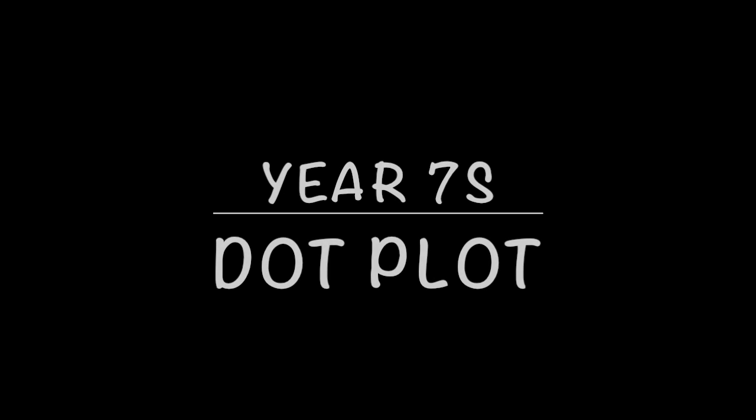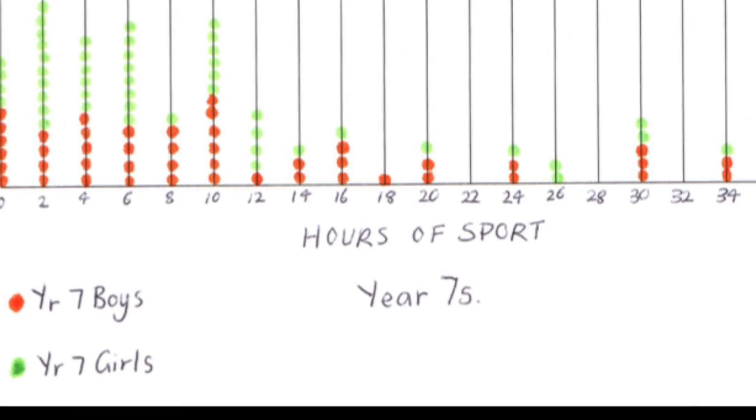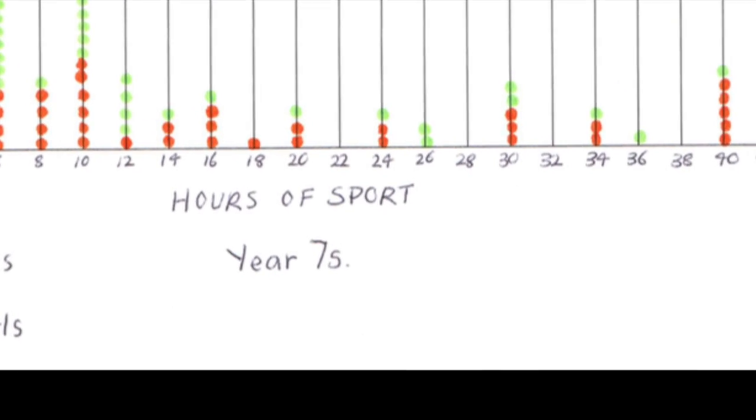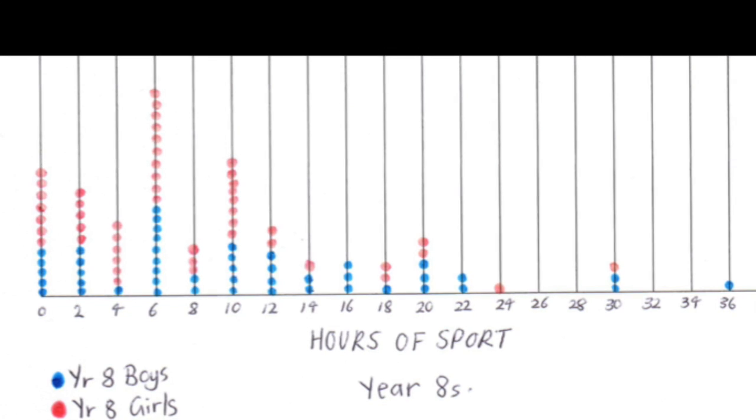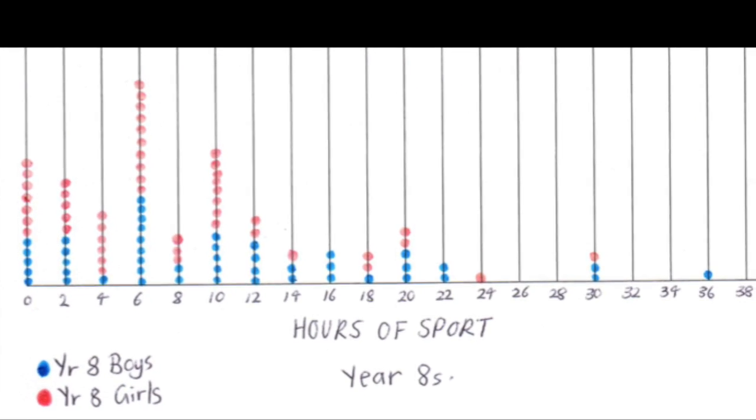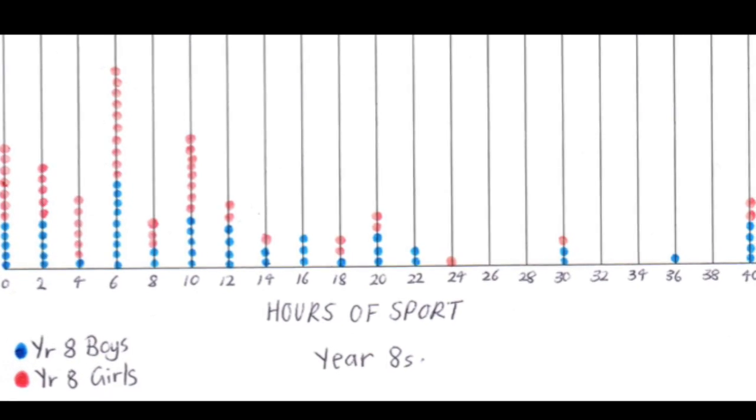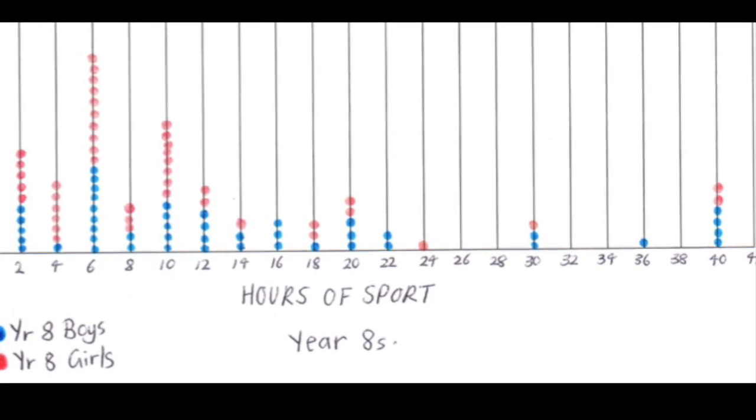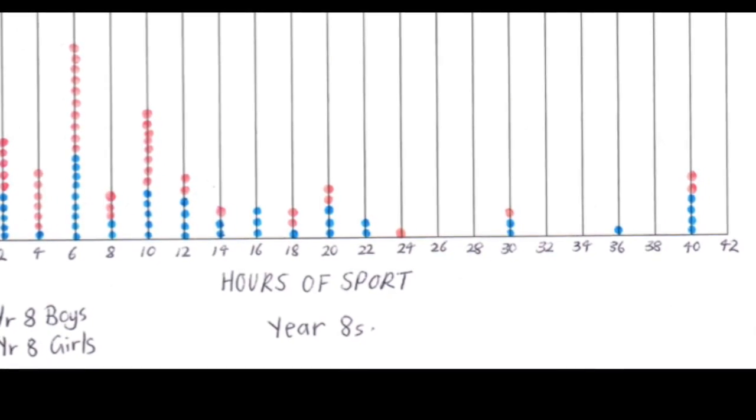The dot plots are one of the easiest graphs to construct. However, they do not use ICT as I constructed these by hand. The Year 8 dot plot shows that the hours spent by Year 8 is evenly distributed. However, on average, they do not participate in more hours of sport.